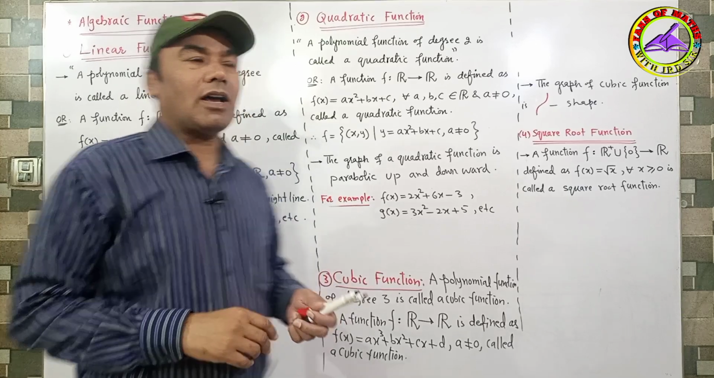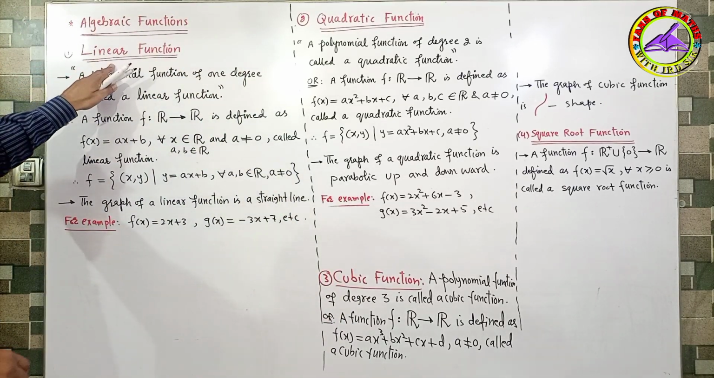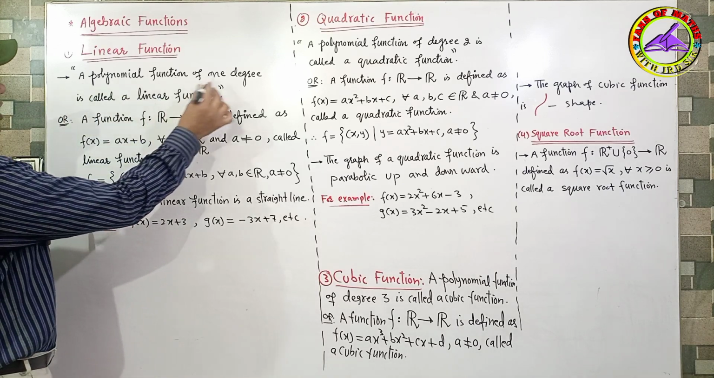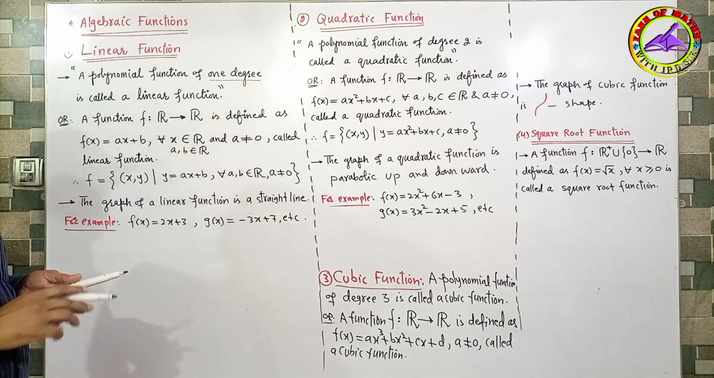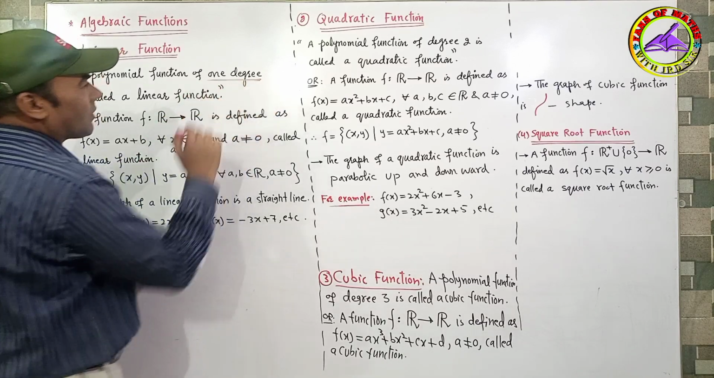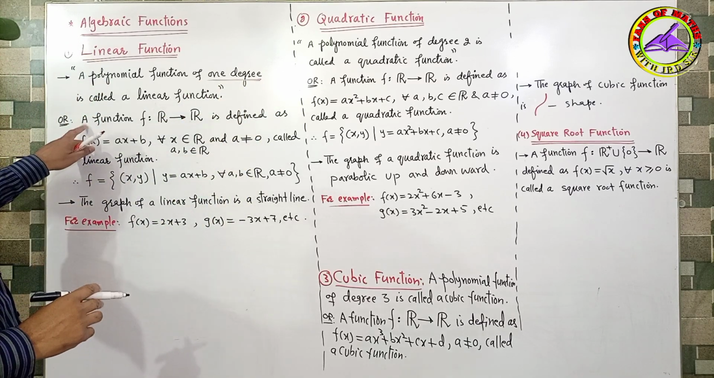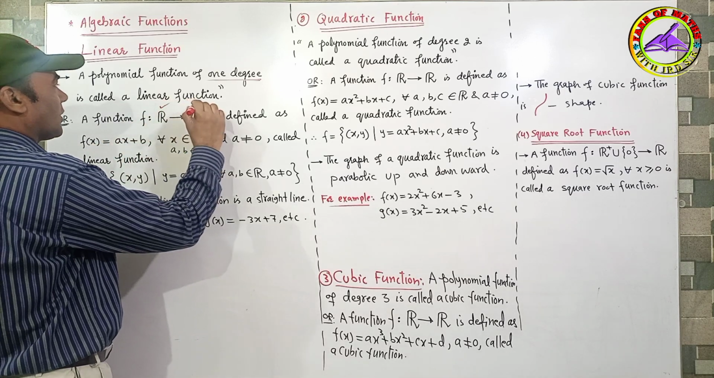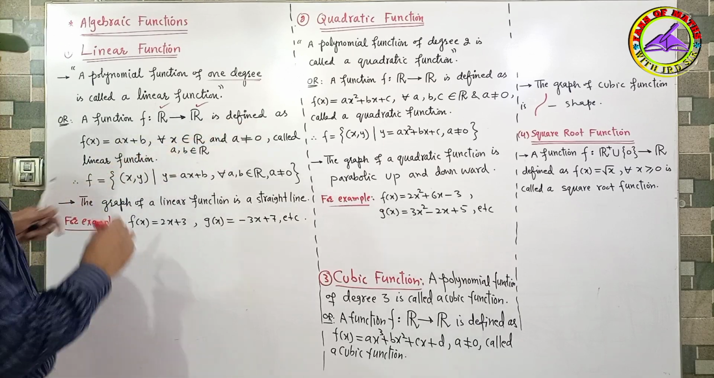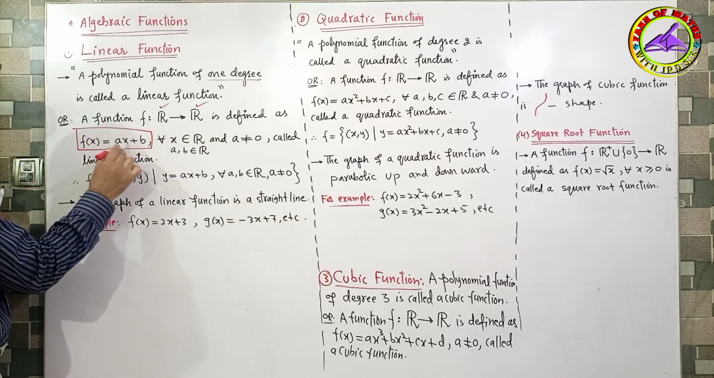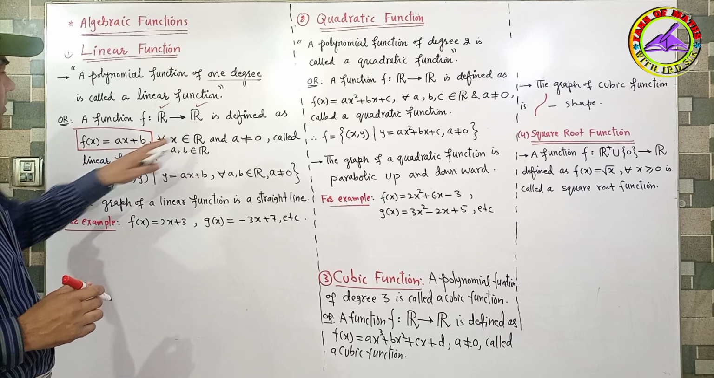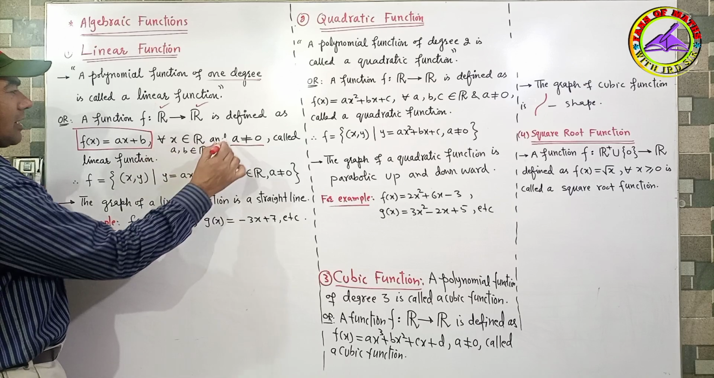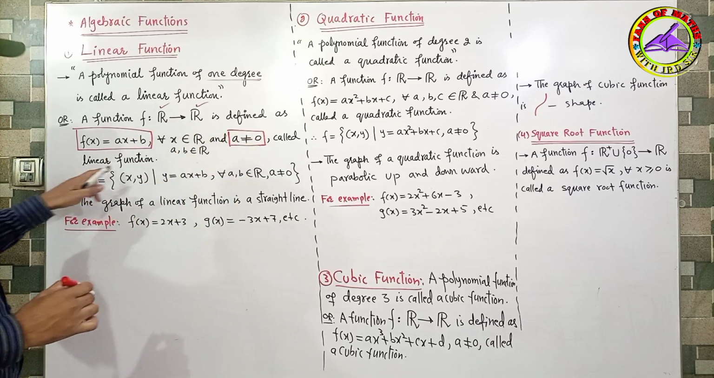Now dear students, we have algebraic functions, in which the first type of algebraic function is a linear function. Let's see the definition. A polynomial function of degree 1 is called a linear function. Linear function means first degree function. A function f from R to R, the domain and codomain of linear function is the set of real numbers, is defined as f of x is equal to ax plus b, for all x real numbers, but a and b also real numbers, in which the coefficient of x, means a, is not equal to 0, is called a linear function.